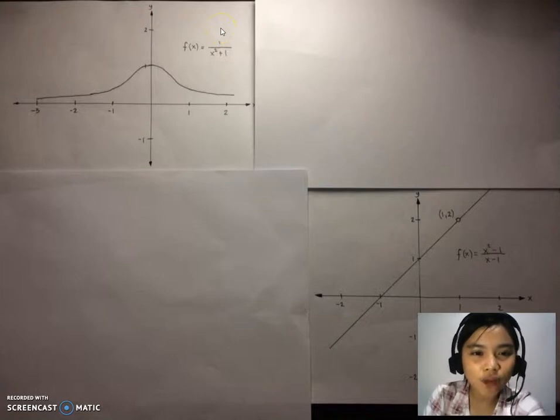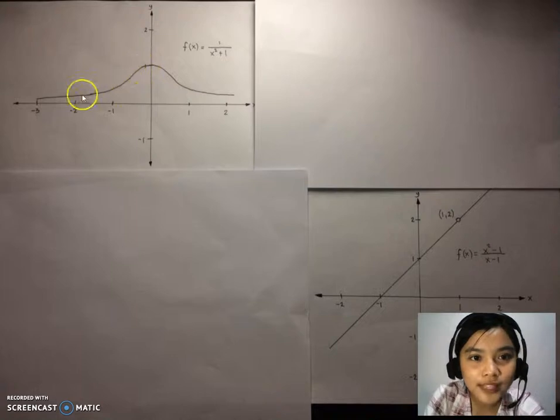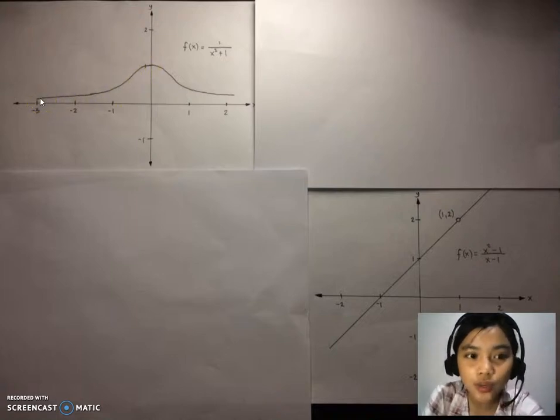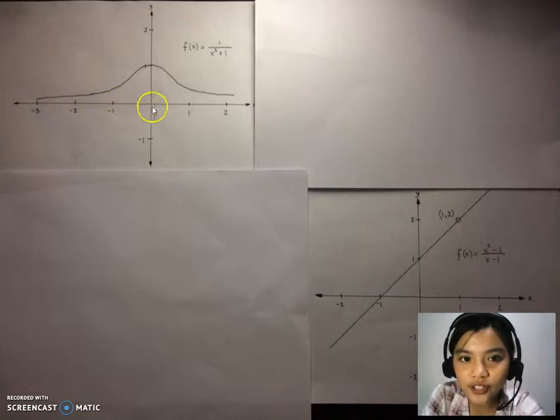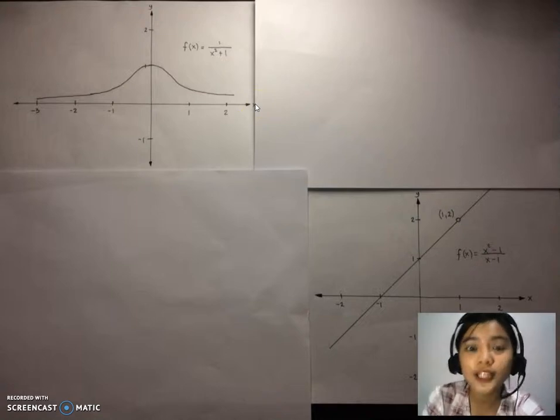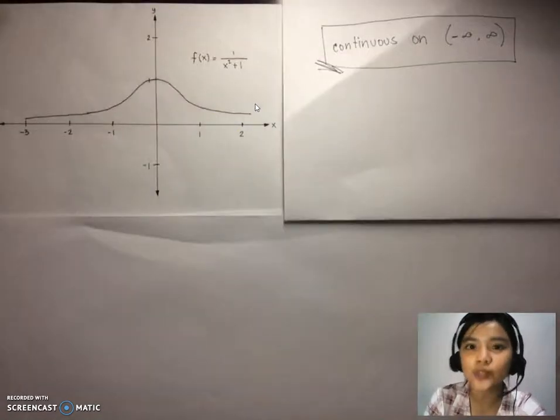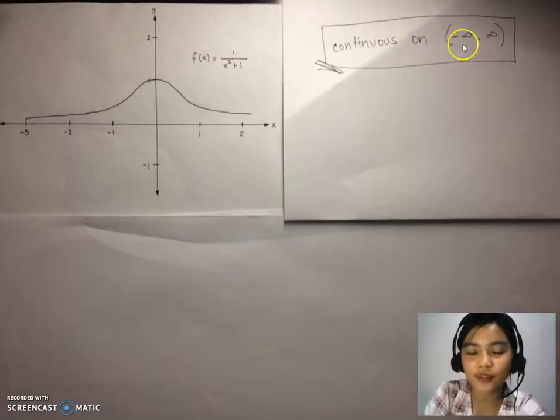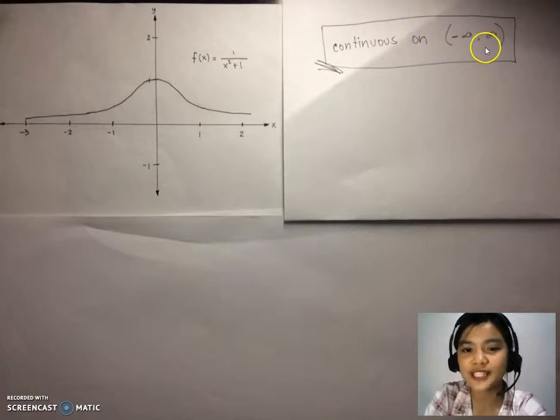The domain of f of x equal to 1 over x squared plus 1 consists of all real numbers, as you can see here in the graph. So, this function is continuous for the entire line. Then, we can conclude that it is continuous from negative infinity to positive infinity.